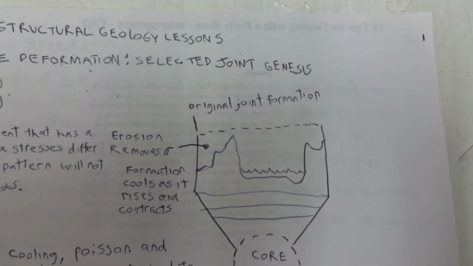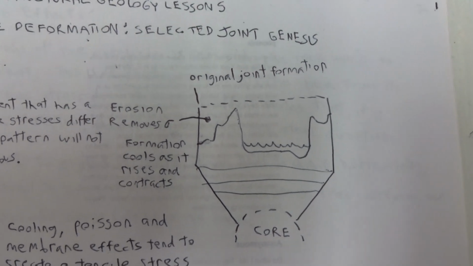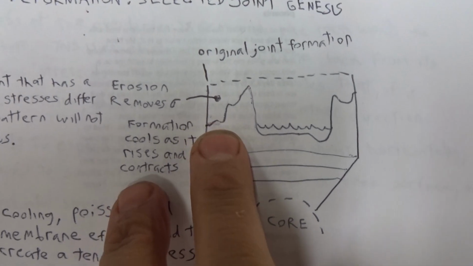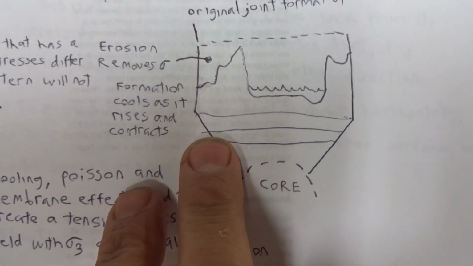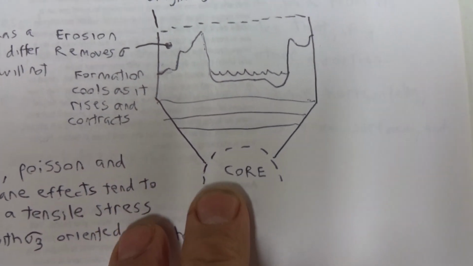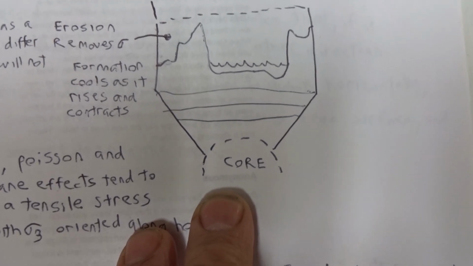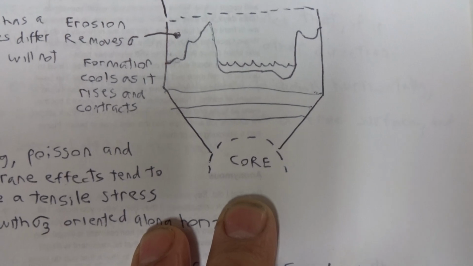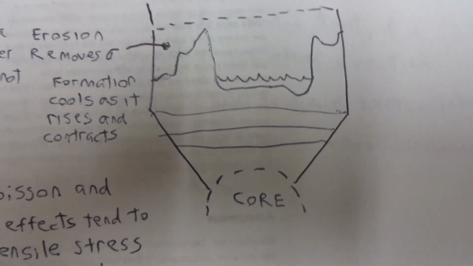Here we see original joint formation. Erosion removes the stress. The formation cools as it resists and contracts, as it rises and contracts. And then the core.